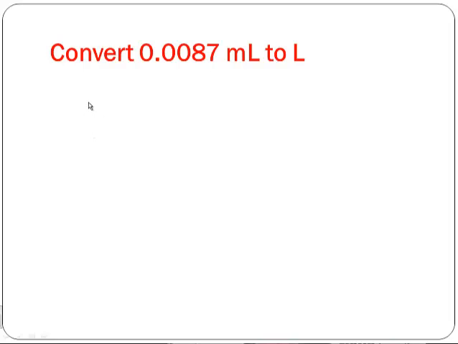I want to convert 0.0087 milliliters to liters. If you know how to do this, pause now, solve the problem, and then come back and see if you have the right answer. Again, I'm going to draw railroad tracks, and I'm going to start out with what I know.